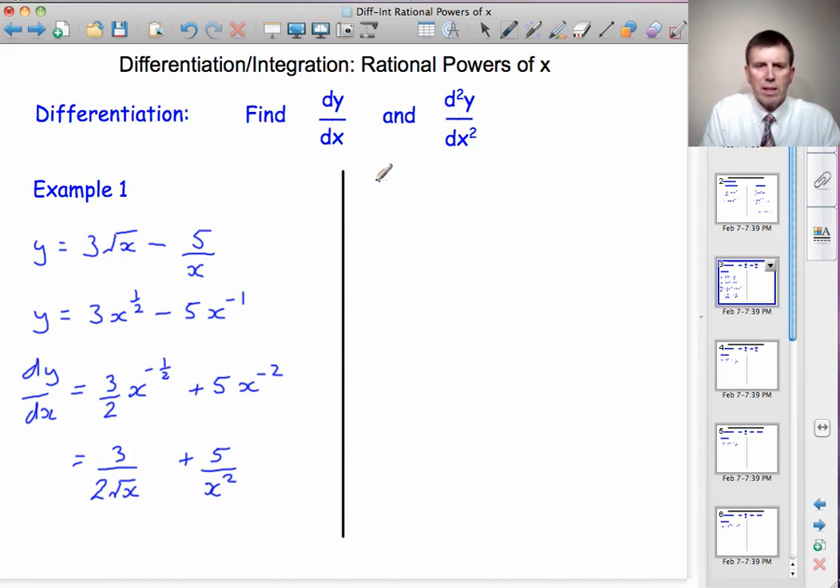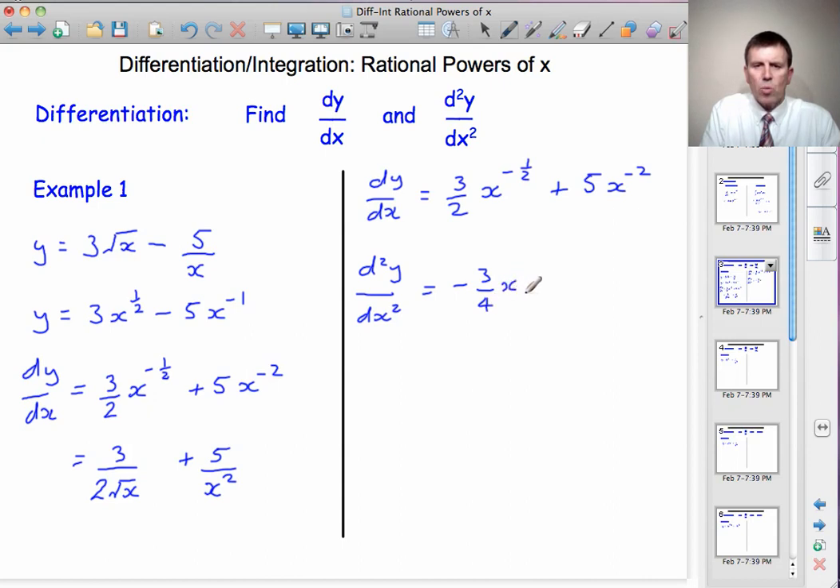So let me write that again. dy by dx is equal to 3 over 2 x to the power minus a half plus 5 times x to the power minus 2. d2y by dx squared, differentiating again. Now we have minus a half multiplied by 3 over 2. So that's minus 3/4. x to the power, and 1 less than minus a half is minus 3/2, which we write as minus 3 over 2.